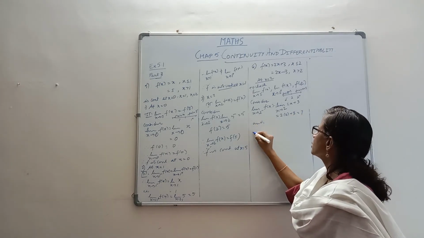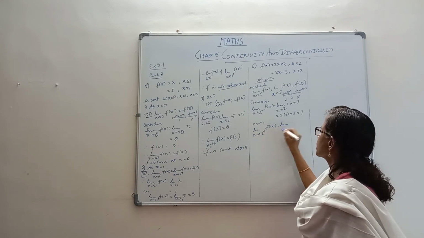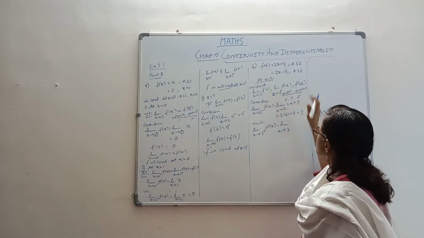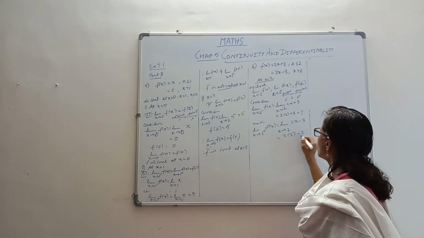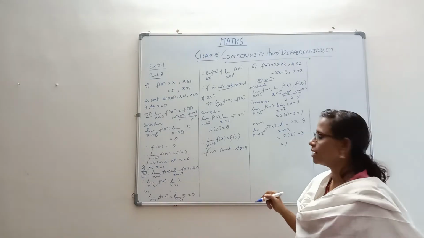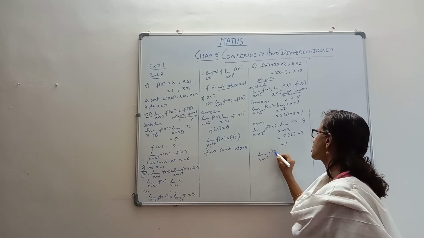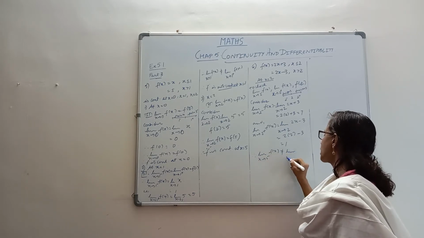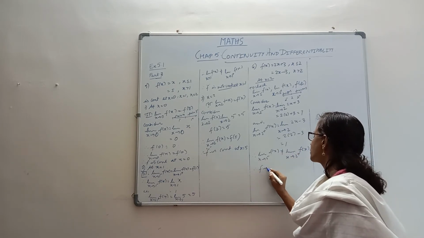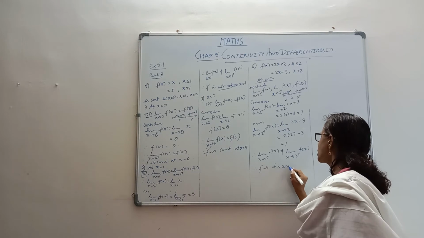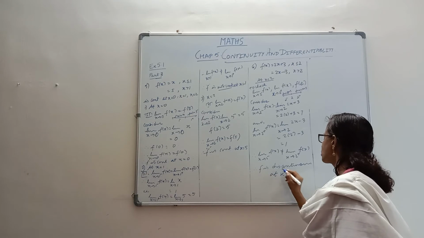And limit as x tends to 2 plus f of x. So that is limit as x tends to 2 on this side, 2x minus 3. So it is 2 into 2 minus 3, 4 minus 3, 1, not same. So discontinuous. Limit as x tends to 2 minus f of x is not equal to limit as x tends to 2 plus f of x. Therefore, f is discontinuous at x equal to 2.